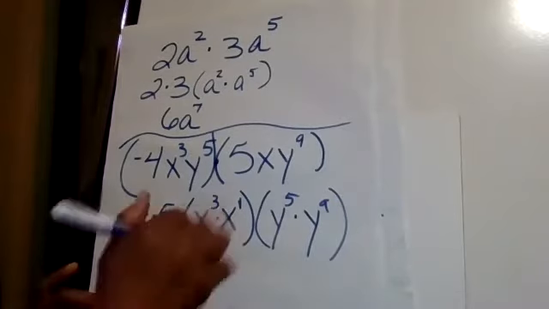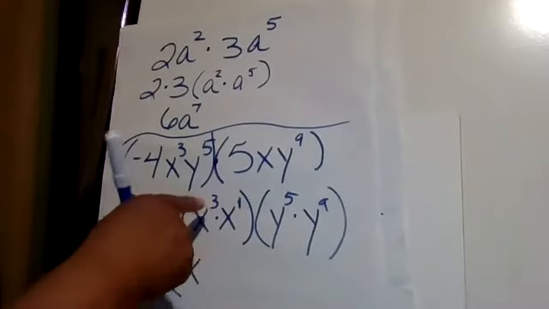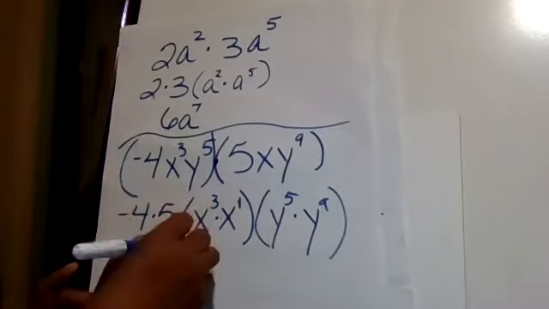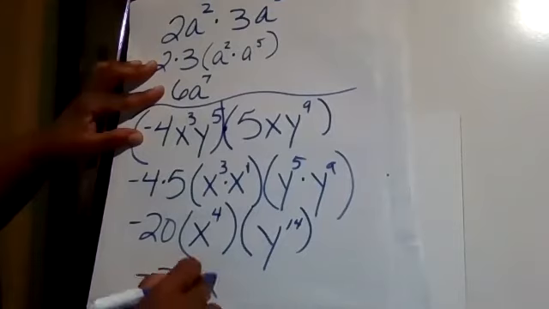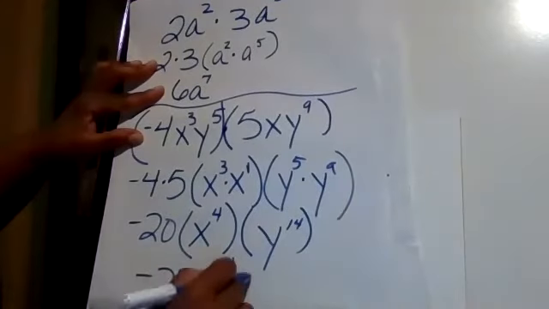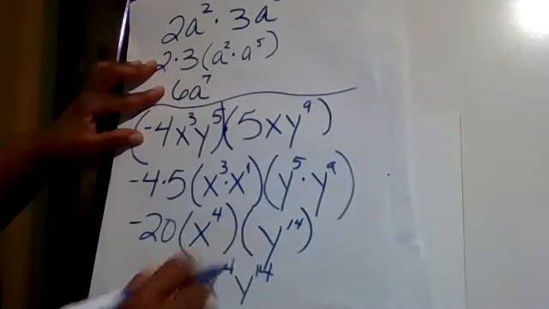When multiplying like bases, keep the base, add the exponents. 3 plus 1 gives me 4. When multiplying like bases, keep the base, add the exponents. 5 plus 9 is 14. So my final answer is negative 20, x to the 4th, y to the 14th.